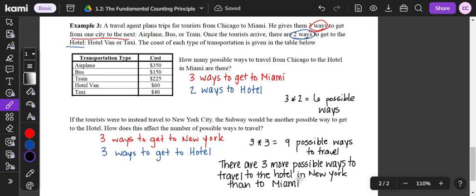Okay, so to Miami, there are 6 possible ways to get all the way to the hotel. In New York, there are 9 possible ways. So if I was really going to answer the question, I would say there are 3 more possible ways to travel to the hotel in New York than to Miami.